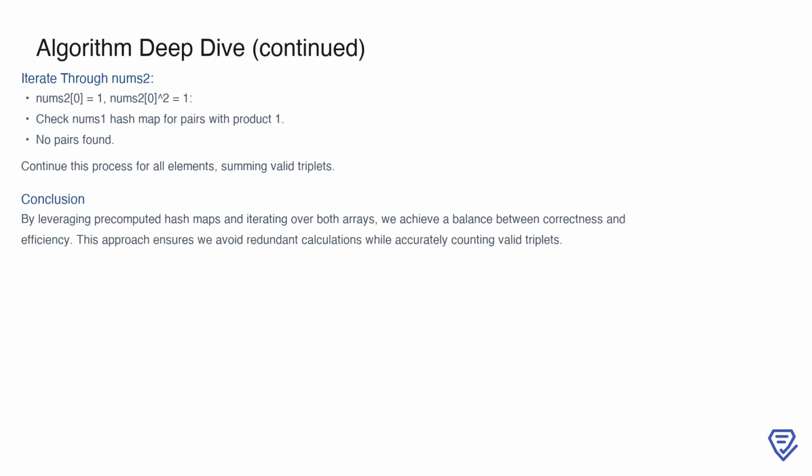By leveraging the pre-computed hash maps and iterating through both arrays, this approach strikes a balance between correctness and efficiency. It avoids redundant calculations while ensuring all valid triplets are counted accurately, meeting the problem's requirements effectively.